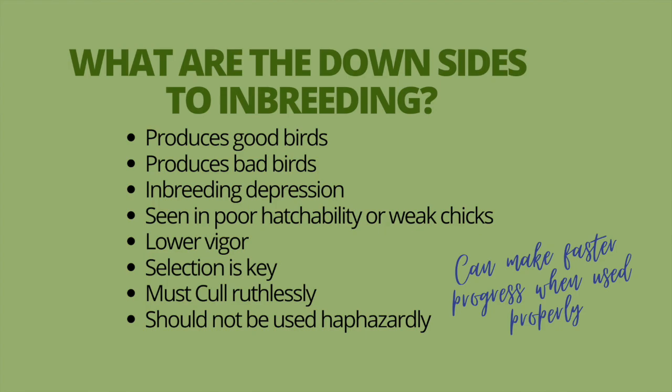Okay. So the downsides of inbreeding is, like Frank says, it does produce good birds, but it also produces bad birds. It has a possibility of creating inbreeding depression, but it's harder to get to that point than you would think. I'll say it real quick: if the offspring are not hatching, or they're lethargic and maybe even dying or having problems right after hatching, that's probably a pretty good sign of inbreeding depression, but it's not inheritable. So you can work around that. I don't think it's anything to be feared. You could see poor hatchability or weak chicks, lower vigor.